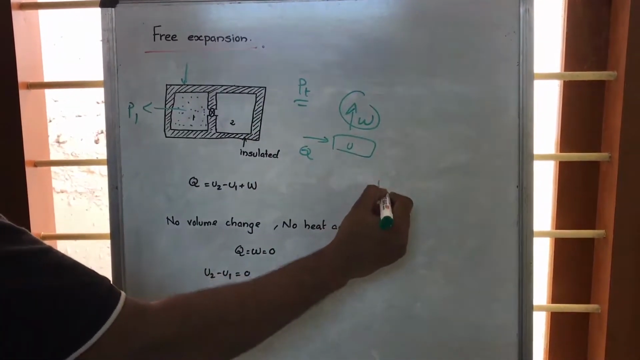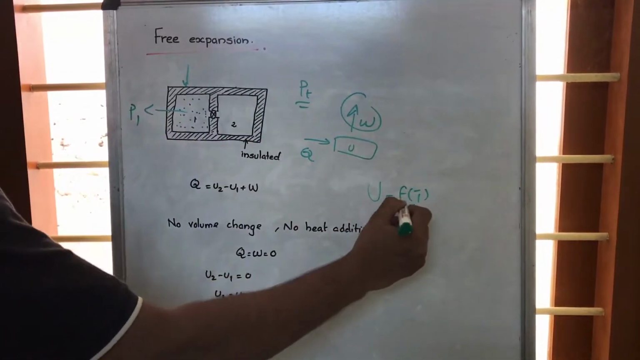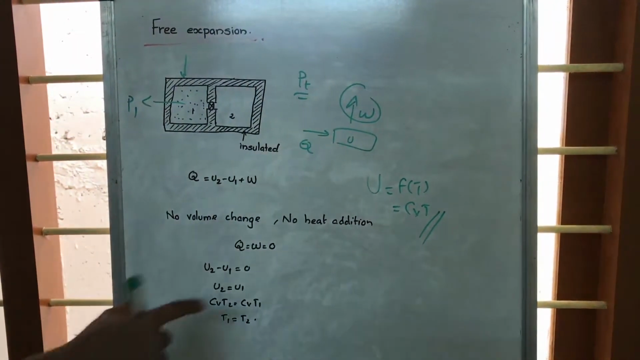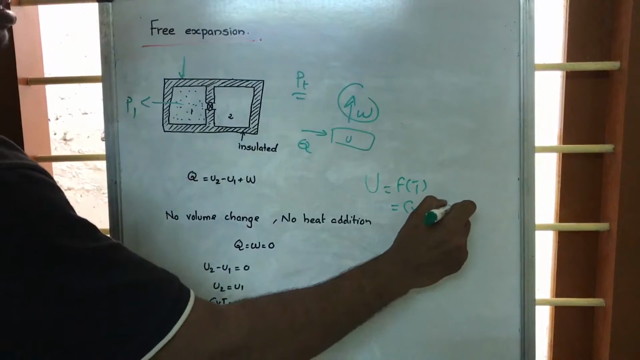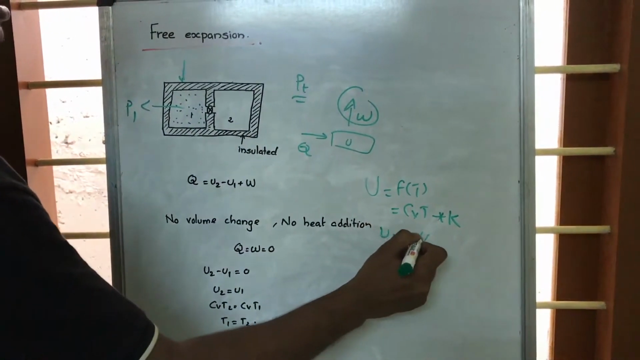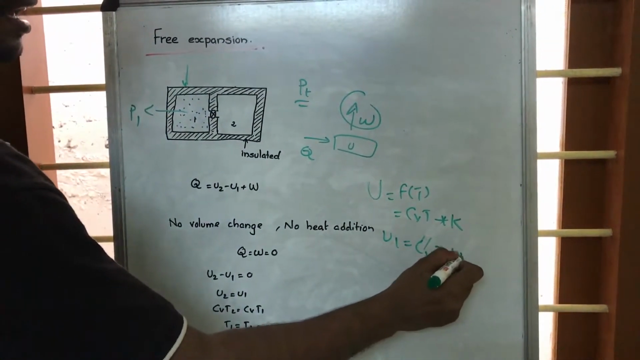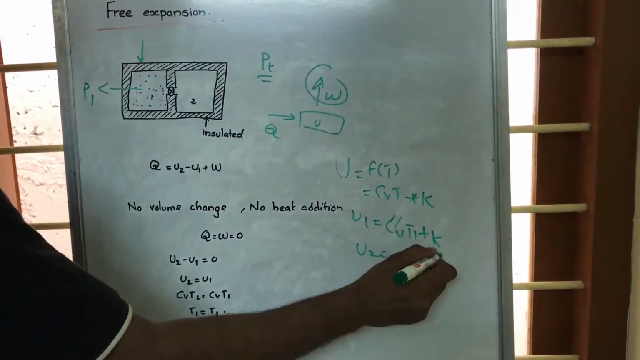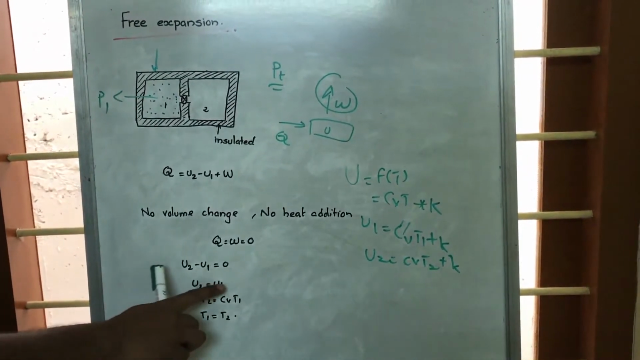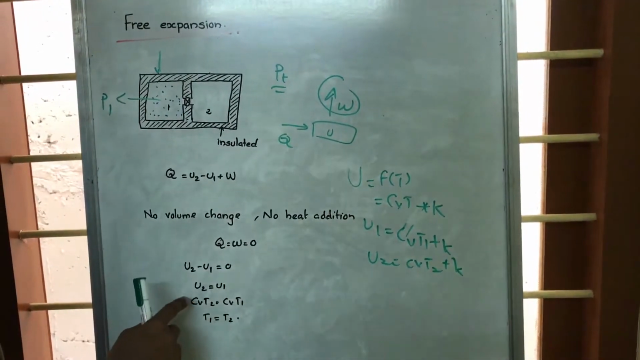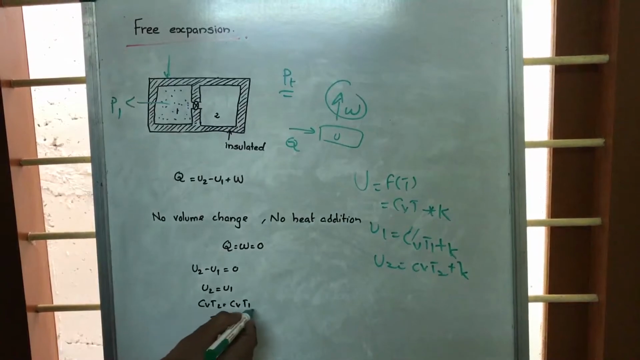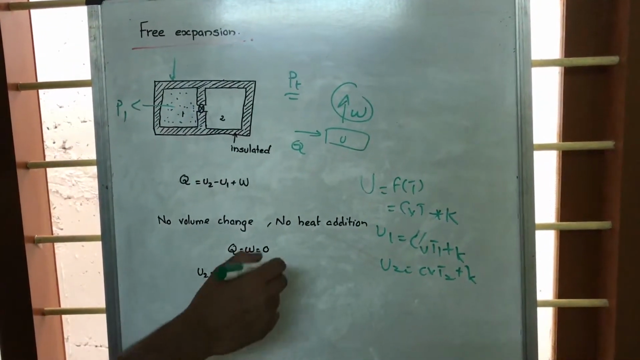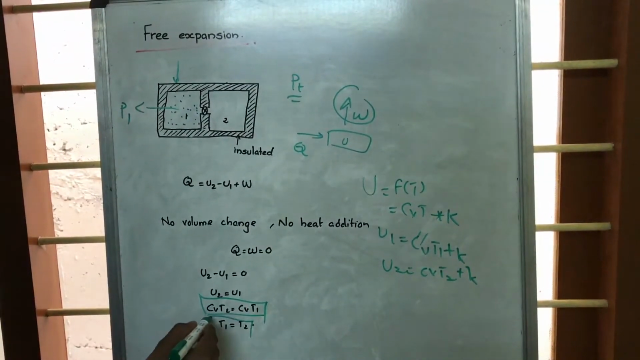Internal energy is a function of temperature, and that is equal to Cv into T, as already known to us. Actually it is Cv into T plus a constant K. So U1 will be Cv T1 plus K, and U2 will be Cv T2 plus K. We know U1 is equal to U2. So substituting these two values, we get Cv T2 is equal to Cv T1, and the Cv on both sides cancel, so we get T1 is equal to T2.